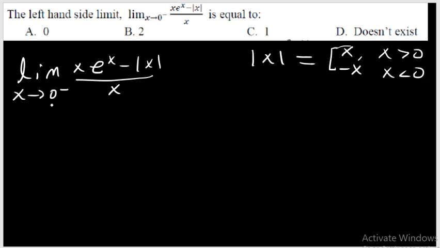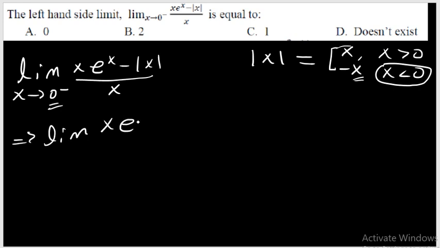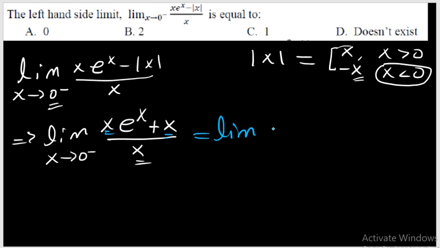But it says as x approaches 0 from the left. From the left means for the x less than 0 interval, so the negative x will be taken. So the limit will be the limit of x e to the power of x minus negative x, which, negative of negative, will be plus x, the whole over x, as x goes to 0 from the left. Directly inserting 0 here doesn't work because the denominator is x. When you insert 0 in the denominator, it will be 0, which is undefined. So what to do? We can take out x as a common factor. The limit will be, when you take out x, what remains? E to the power of x plus 1 remains, the whole over x, as x goes to 0.